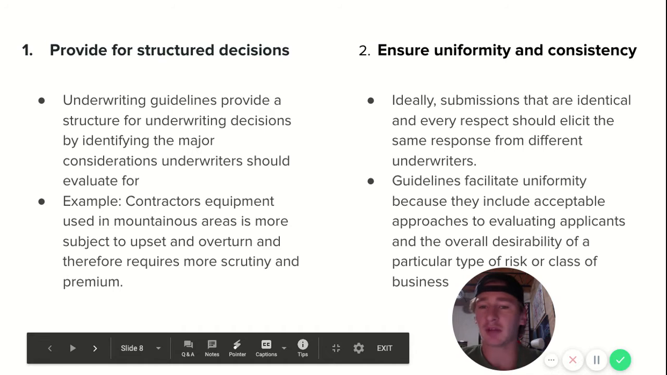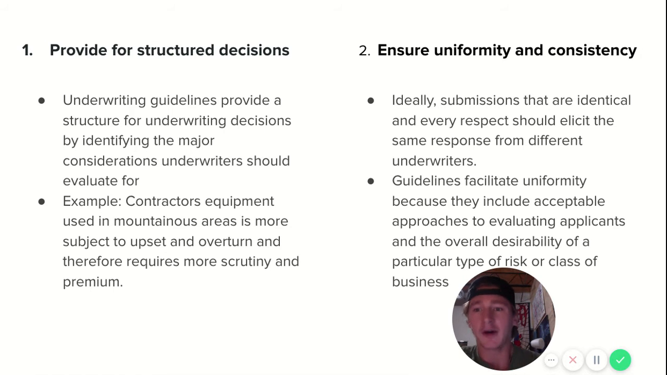So, one, they provide for structured decisions. Underwriting guidelines provide a structure for all the decisions that they make by identifying major considerations that they all should evaluate for. So basically, an example of this is contractors in a mountainous area. They're obviously more subject to upset and overturn, and therefore require more scrutiny and premium compared to contractors on a flat terrain.